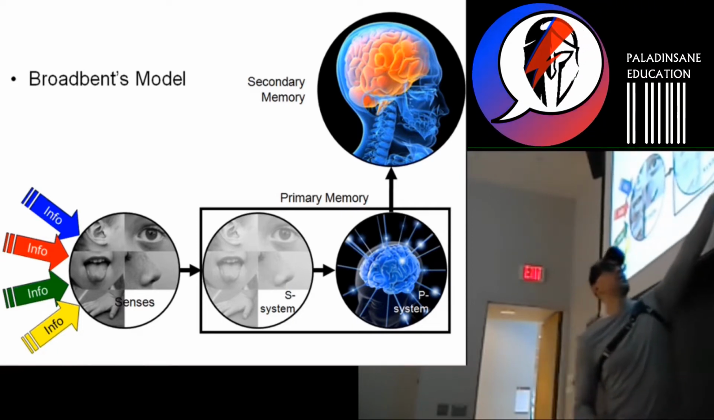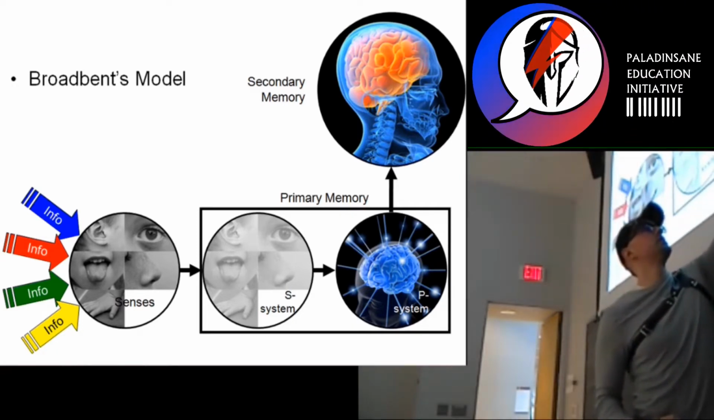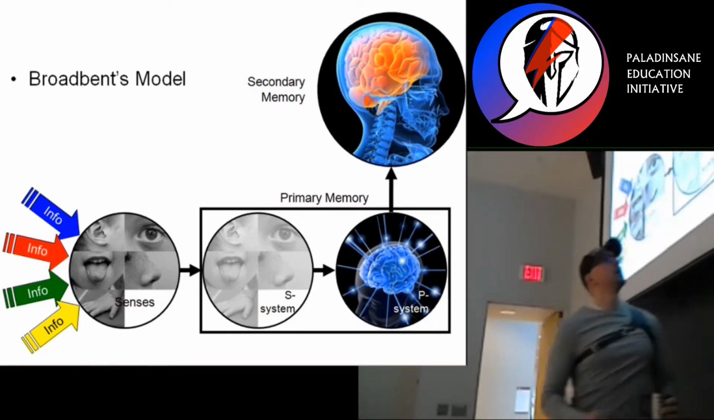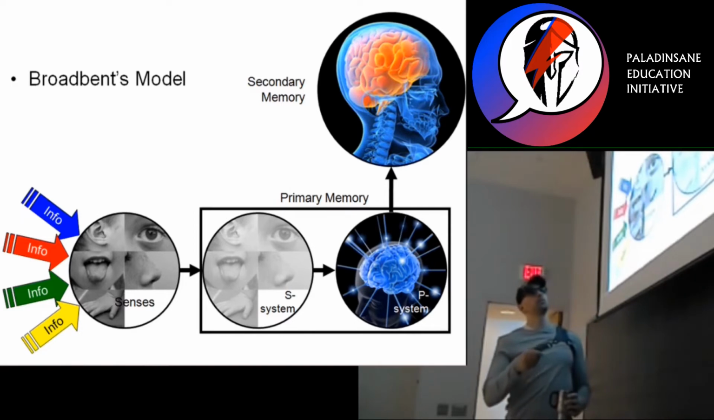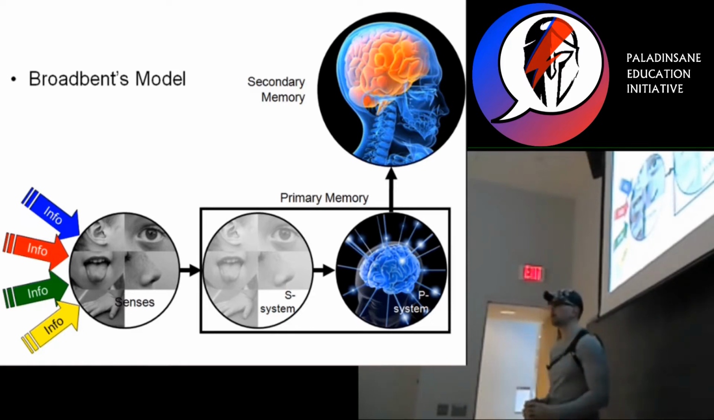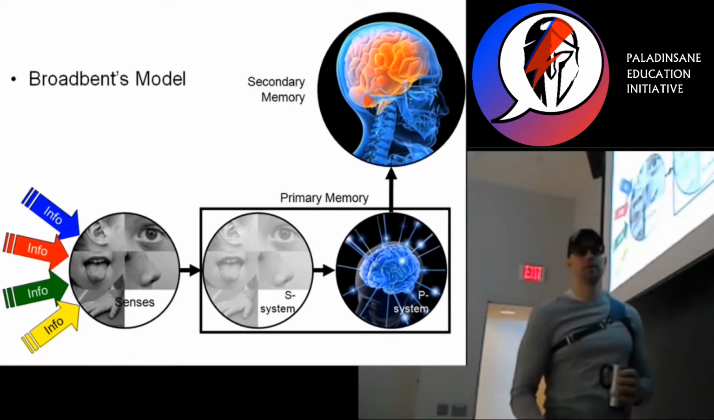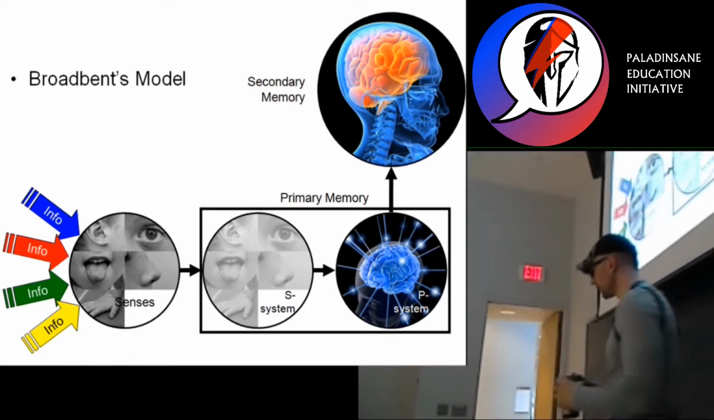The sensory system goes into your short-term system, and this is your working memory, your short-term memory. And then if you do certain things with the information in your short-term and working memory, then it can go and enter into your long-term memory. And that was a very influential model. That was his idea about how different memory things are structured.